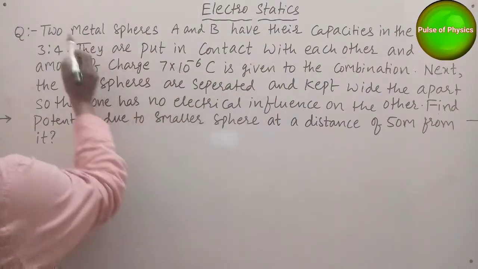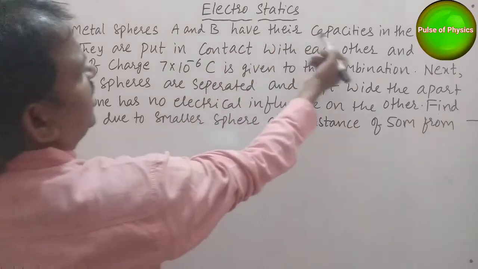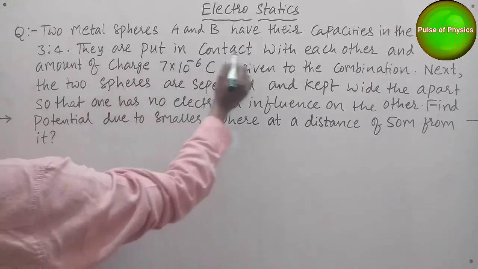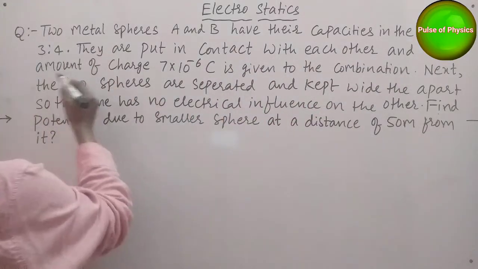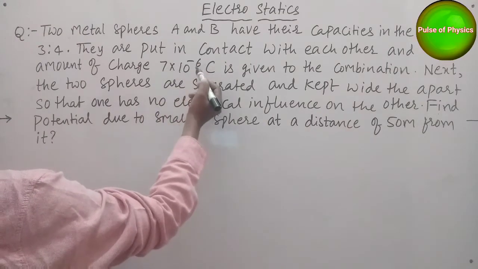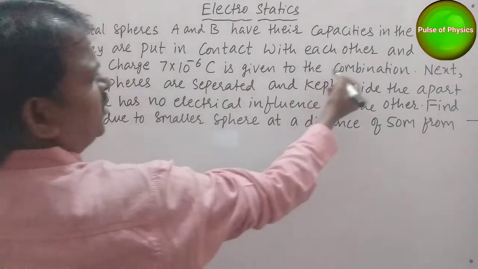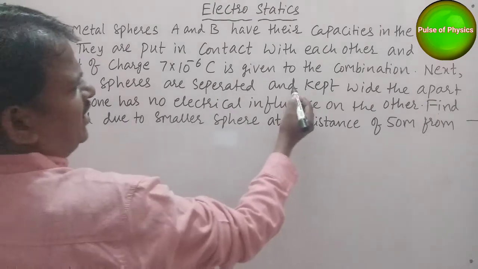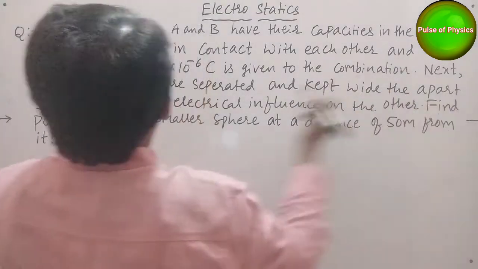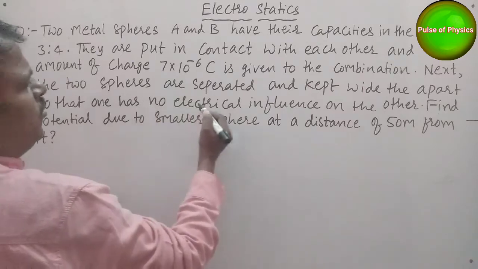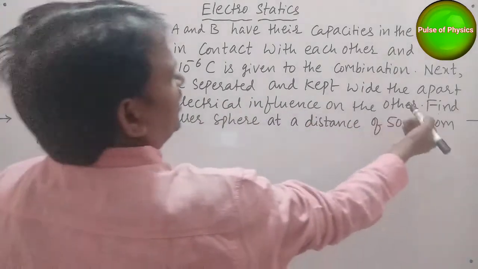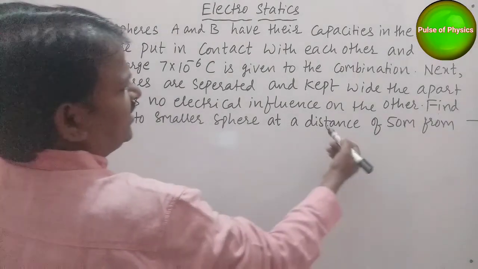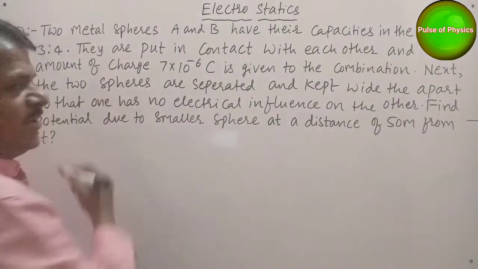Here, two metal spheres A and B have their capacities in the ratio 3:4. They are put in contact with each other and an amount of charge 7 × 10^-6 coulomb is given to the combination. Next, the two spheres are separated and kept wide apart so that one has no electrical influence on the other. Find the potential due to the smaller sphere at a distance of 50 meters from it.